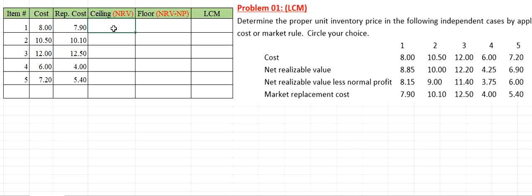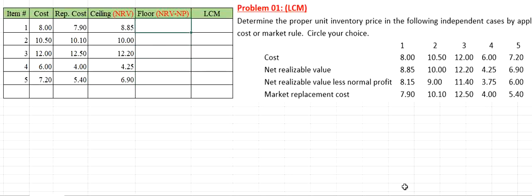So the ceiling value, or the net realizable value, for item number 1 is 8.85. I'm going to shift it to the table. Our net realizable value for item number 2 is 10. For item 3 it's 12.20. For item 4 it's 4.25, and for item 5 the NRV is 6.90.